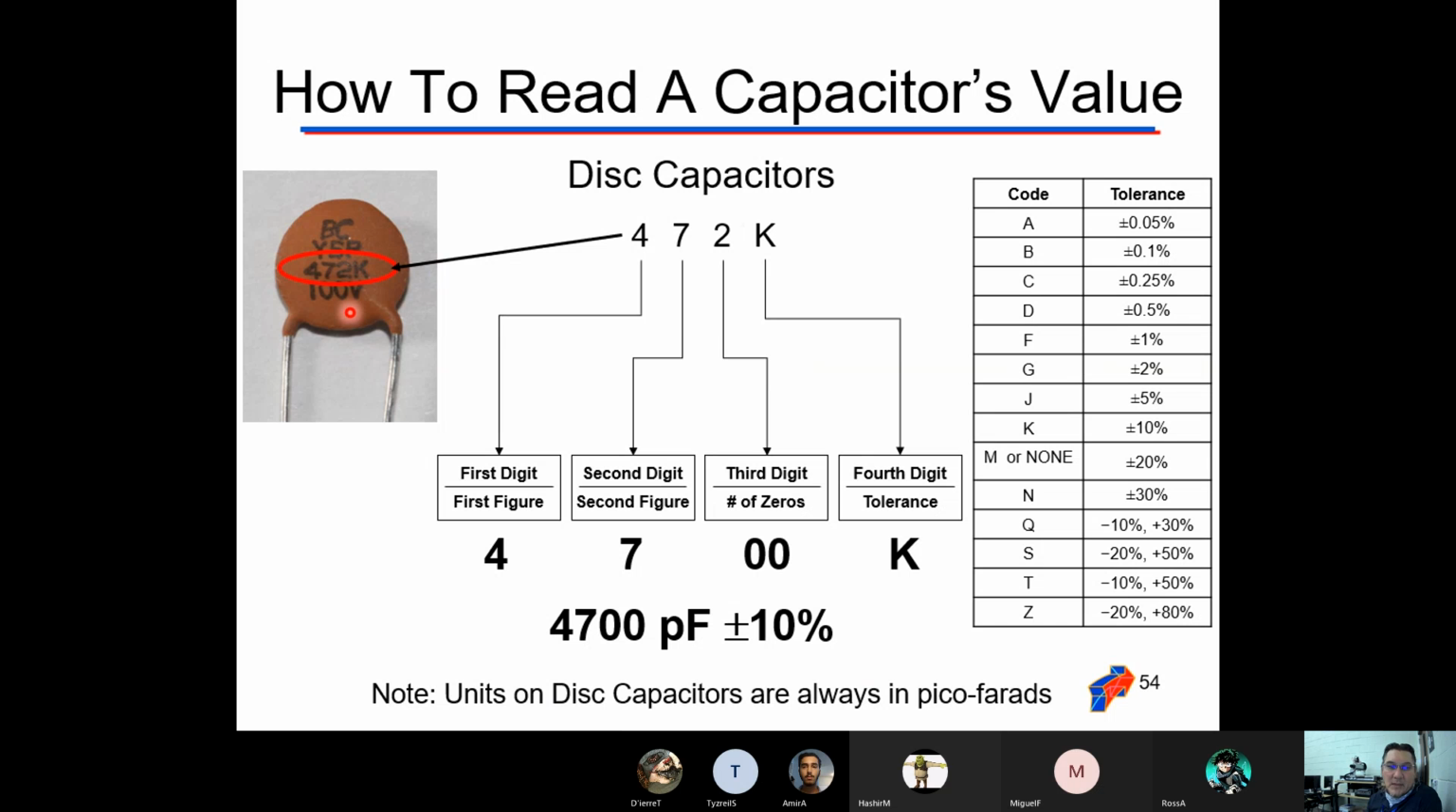Negative 9, is that right? No, negative 12. Okay, so this would be 472 and then 2 zeros, so 4,700 picofarads. With K as their tolerance, which is plus or minus 10%.